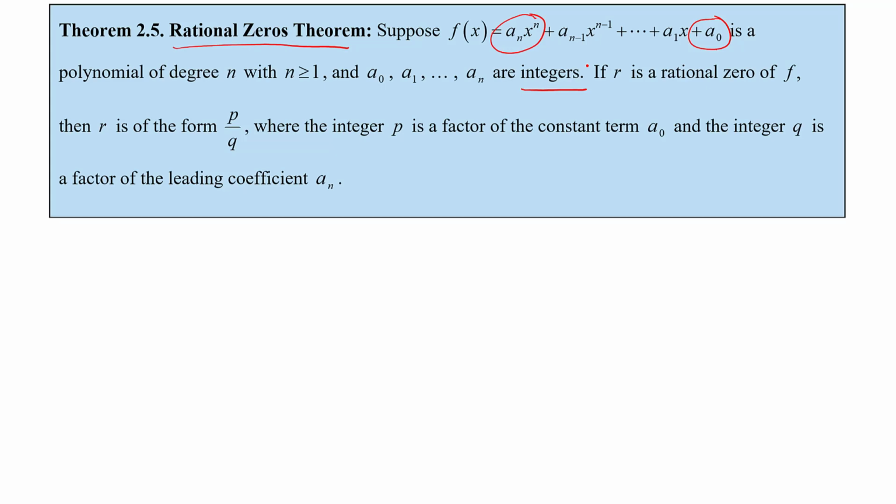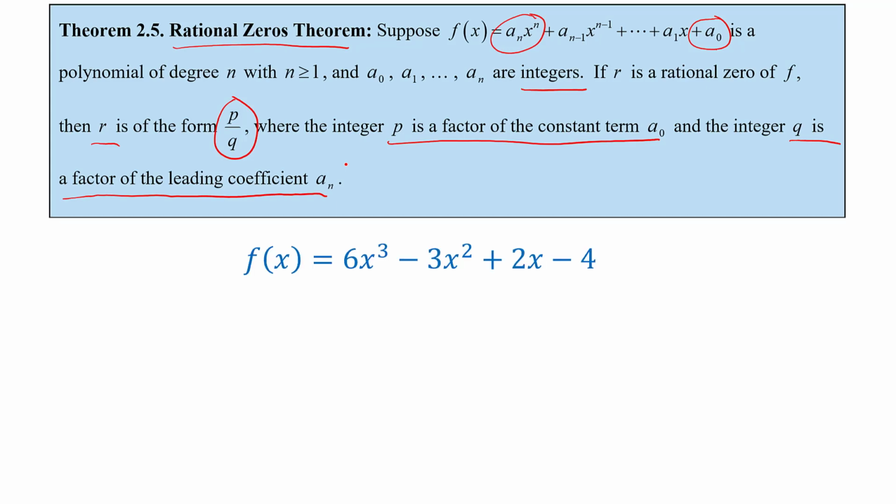Then if we do have a rational zero, we'll call that rational zero r, then r is of the form p over q, where the integer p is a factor of a naught, and the integer q is a factor of the leading coefficient a sub n. Let's look at an actual polynomial here. F of x equals 6x cubed minus 3x squared plus 2x minus 4.